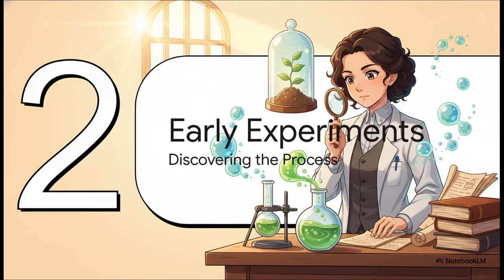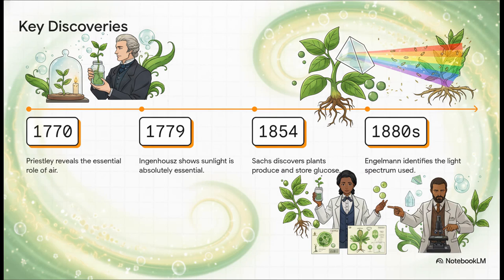Moving right along to Section 2, Early Scientific Experiments. This whole mechanism is entirely invisible to the naked eye, so how did we even figure it out? It's a fascinating, historical detective story, really. Science is all about passing the baton. Back in the 1770s, Joseph Priestley revealed the essential role of air. By 1779, Jan Ingenhousz proved that sunlight is absolutely essential to the process. Jumping ahead to 1854, Julius von Sachs discovered that plants produce and store glucose. And then, in the 1880s, T.W. Engelmann literally split light with a prism to figure out which specific colors of the spectrum actually drive this reaction.